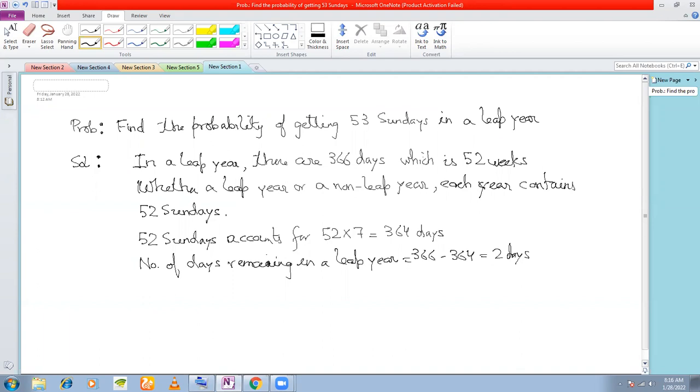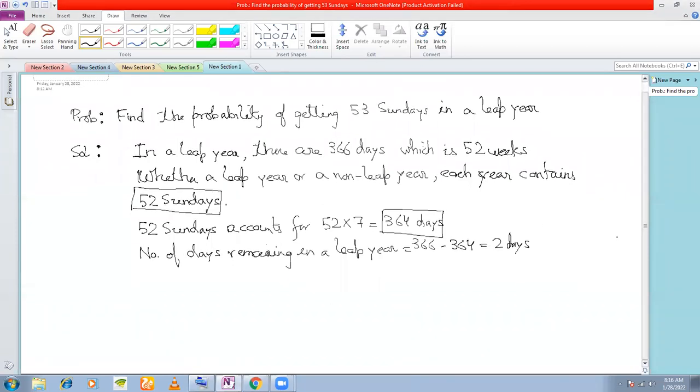Now, in these 2 days, if you have one Sunday, then you will have 53 Sundays in total, because already there are 52 Sundays in 364 days. Now, in these 2 remaining days, if you have one Sunday, then you can have 53 Sundays in a year. So what is the sample space? In these 2 days, what can be the various possibilities?